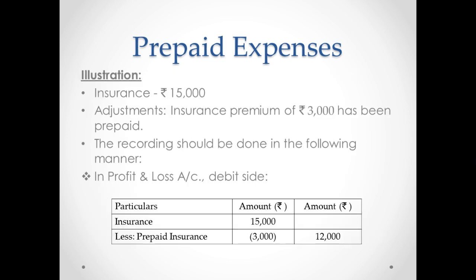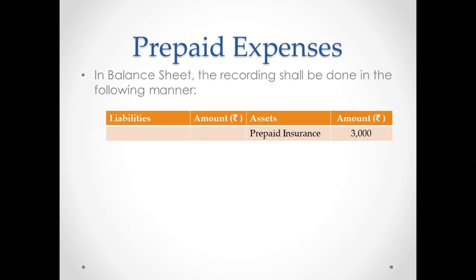Now let us go through an illustration where we have insurance rupees 15,000. Adjustment is insurance premium of rupees 3,000 has been prepaid, and the recording shall be done in the following manner. In the profit and loss account debit side, we will be showing insurance 15,000. From this, the prepaid insurance amount of 3,000 shall be deducted, and the final amount of 12,000 shall be shown on the outer column of the debit side of the profit and loss account. Now we come to the balance sheet, and the recording shall be done with prepaid insurance being shown on the asset side of the balance sheet.